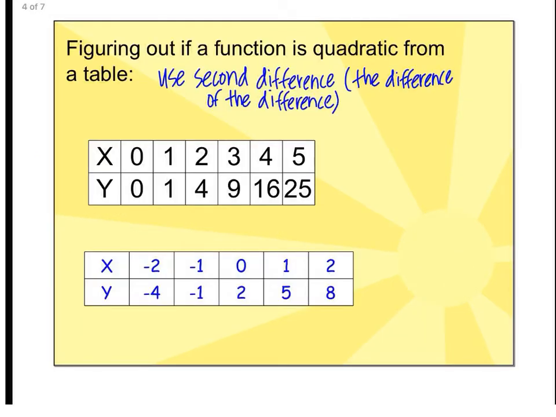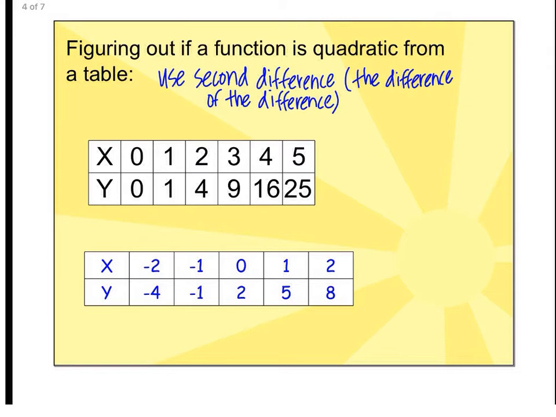Okay, something new. We also have to be able to tell from a table if a function's quadratic. So what we're going to do is use the second difference, or the difference of the difference. We're going to look at our x's, and as long as those are going up by a constant, which in our first table they are, we're going up by 1, we're going to look at the second differences in the y's. So let's do an example to check it out.